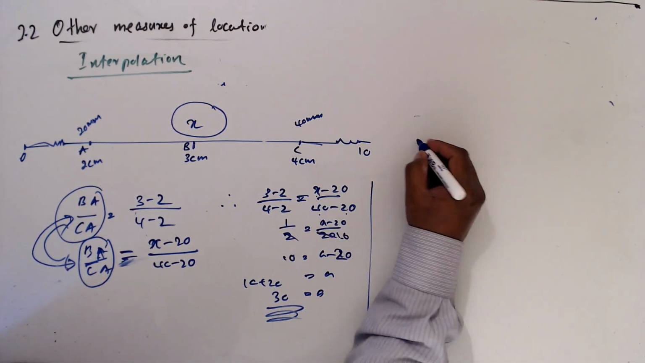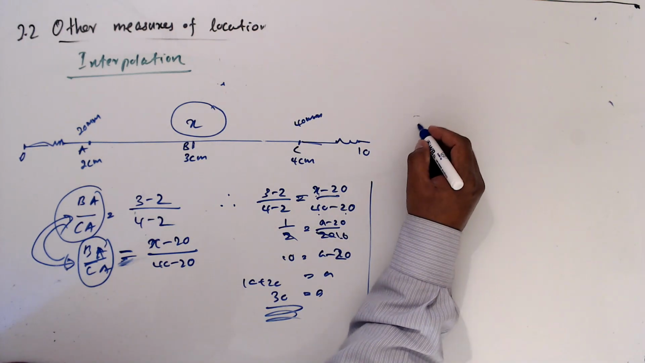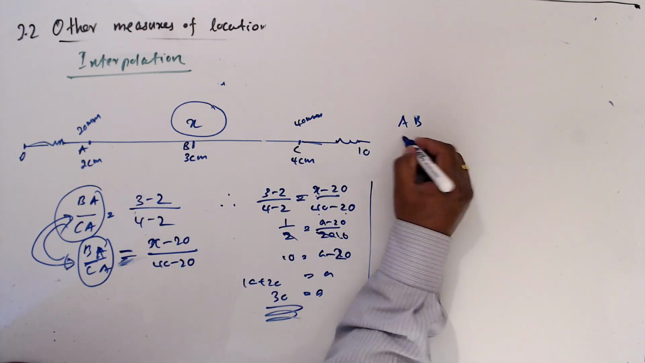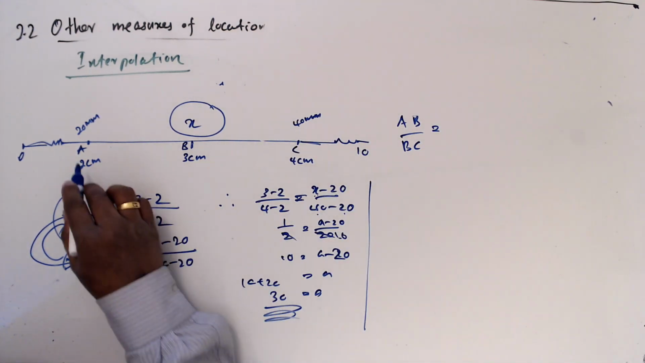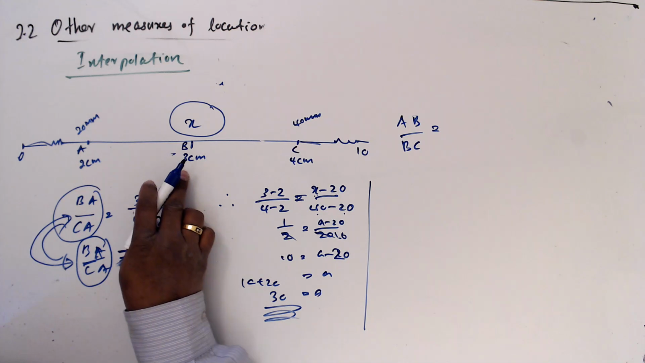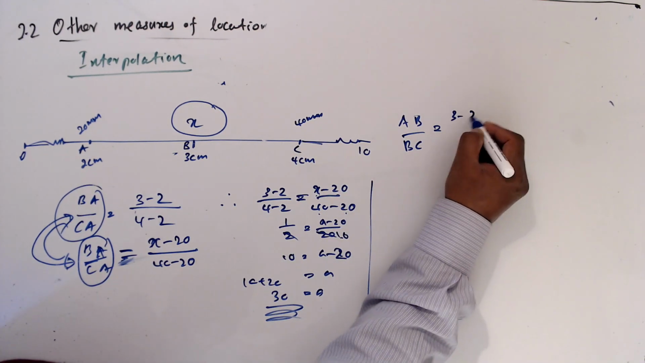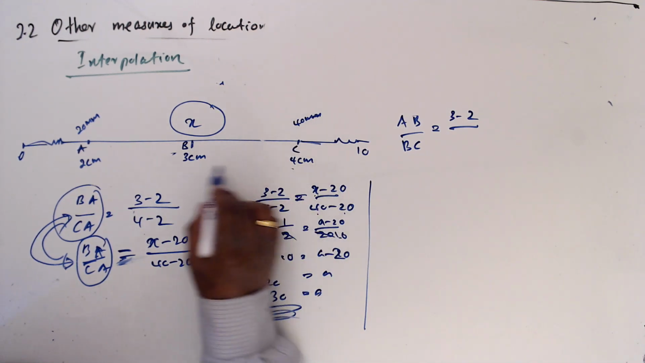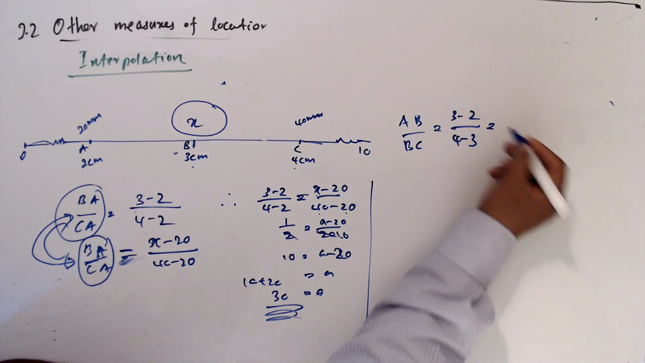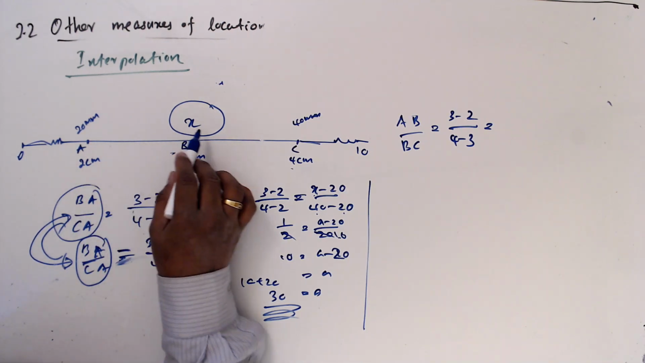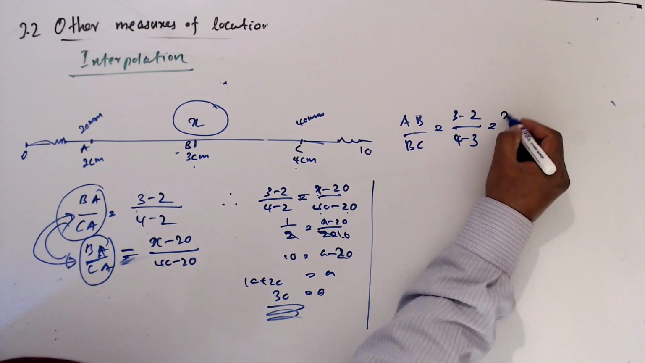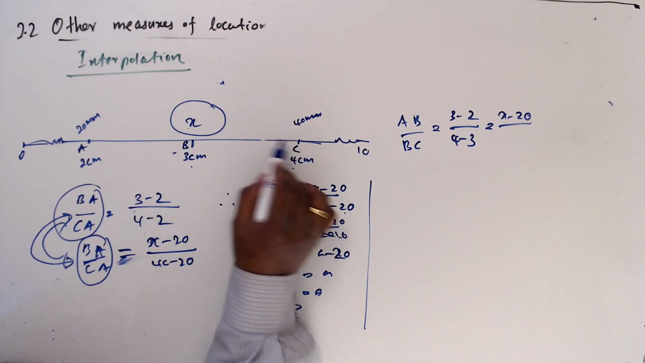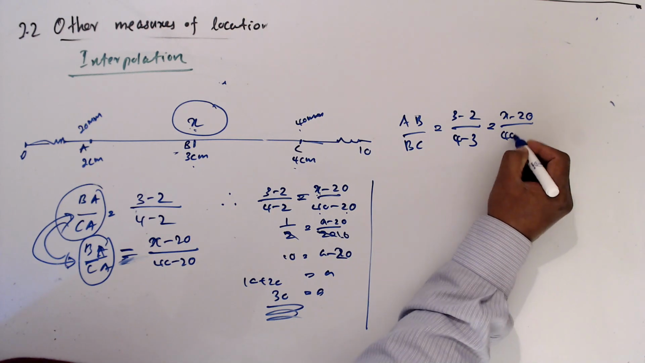BA, okay, I will write another way. AB divided by BC. What does AB mean? In terms of this one, 3 minus 2, divided by BC, which means 4 minus 3. And again, AB means x minus 20, and then again, BC means 40 minus x.